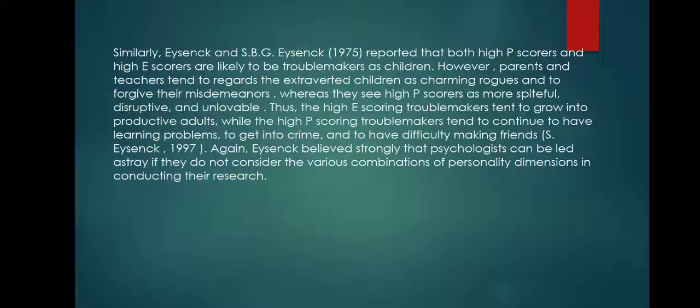Those high E scoring troublemakers tend to grow into productive adults, while the high P scoring troublemakers tend to continue to have learning problems, to get into crime, and to have difficulty making friends. As Eysenck 1997 again believed strongly, psychologists can be led astray if they do not consider the various combinations of personality dimensions in conducting their research.